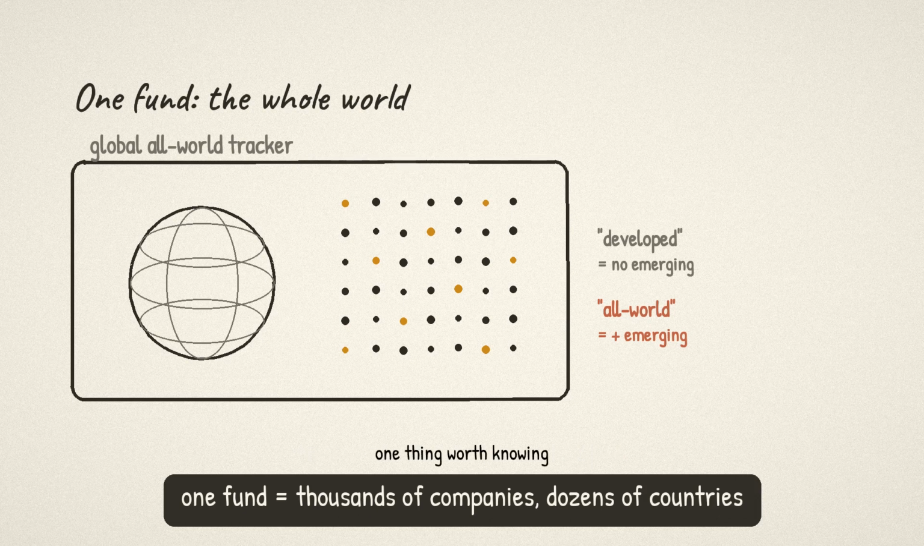One thing worth knowing: some trackers, often labeled developed world, leave out the emerging economies like China and India. Others, usually called all world or all cap, include them. Both are sensible. The all-world version is just the most complete whole planet in one fund. Own that, and you're not betting on any single country or company. You own a sliver of all of them.